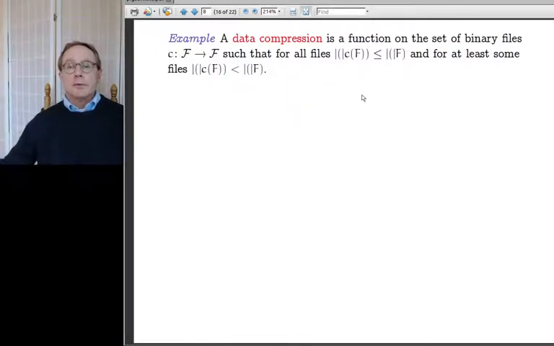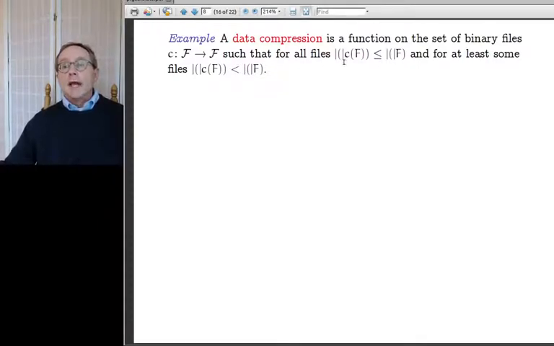One last example here: data compression. Data compression is a function on a set of binary files. So you have files on a disk, binary files. I'm going to call that F. And data compression is a function that takes in a file and puts out a file. So, for example, when you zip a file.